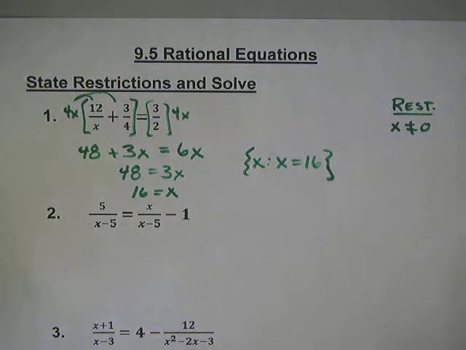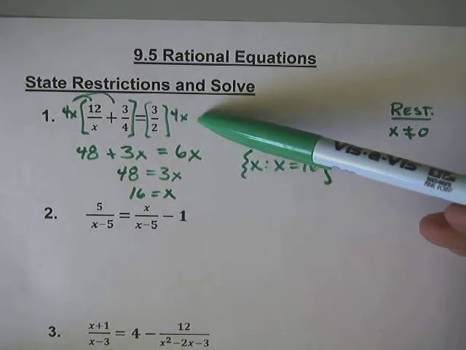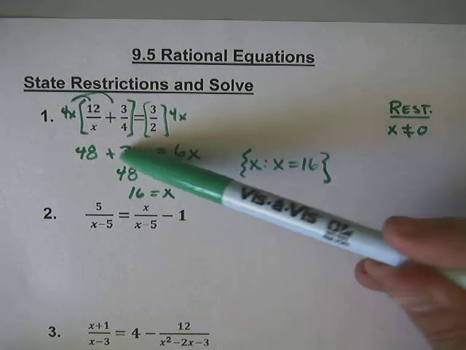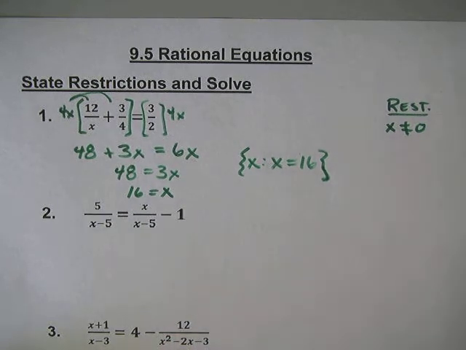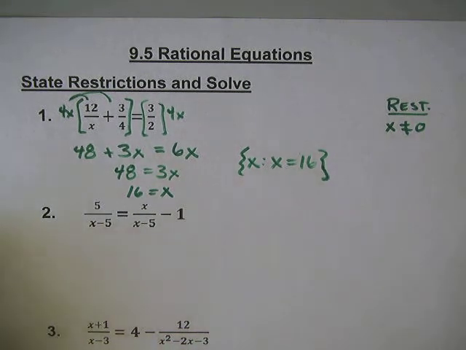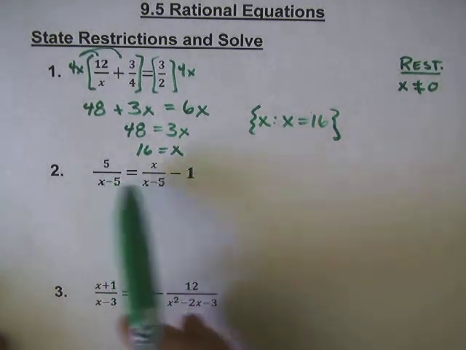So you have to check your restrictions, and then you have to solve. How do I solve? Well, I look at my denominators, I come up with the least common denominator, and I multiply everything by that. And if I picked the correct least common denominator, then I shouldn't have any more fractions after that first step. And then I just simply solve. Okay, let's try another one.